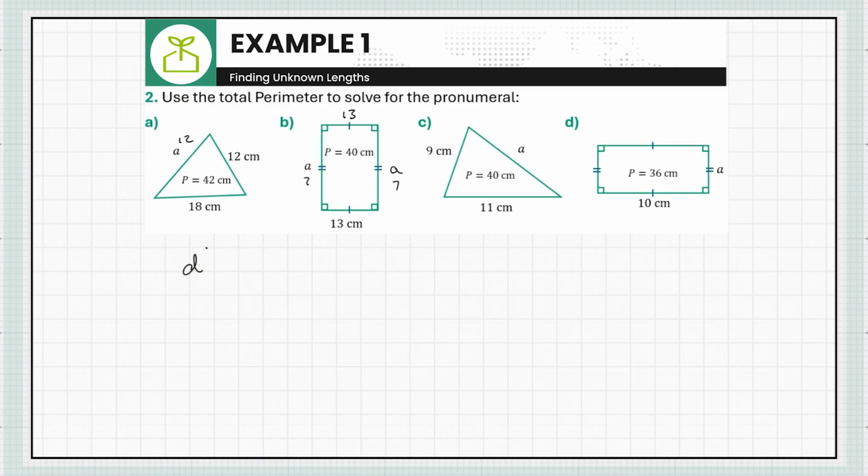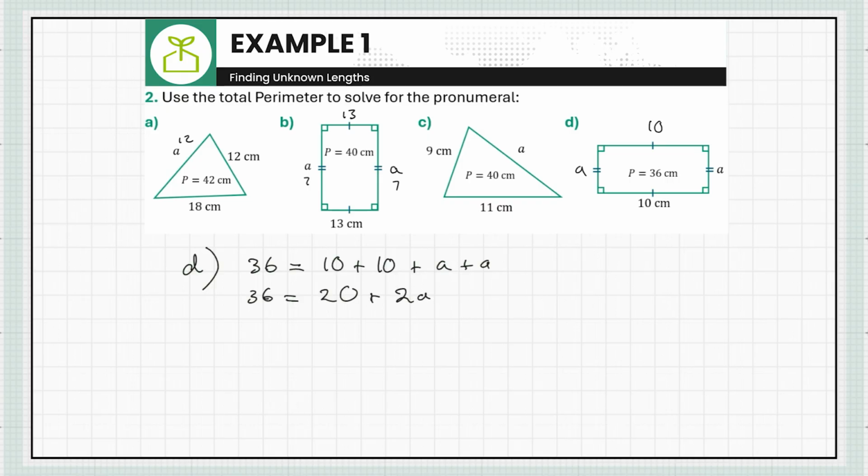Alright, last one we have is D. So for D, we have another rectangle. Let's put in all of our missing information, and we can see that our perimeter, 36, is going to be equal to 10 plus 10 plus a plus a. And if we simplify this down, we'll get 20 plus 2 groups of a, 2a.